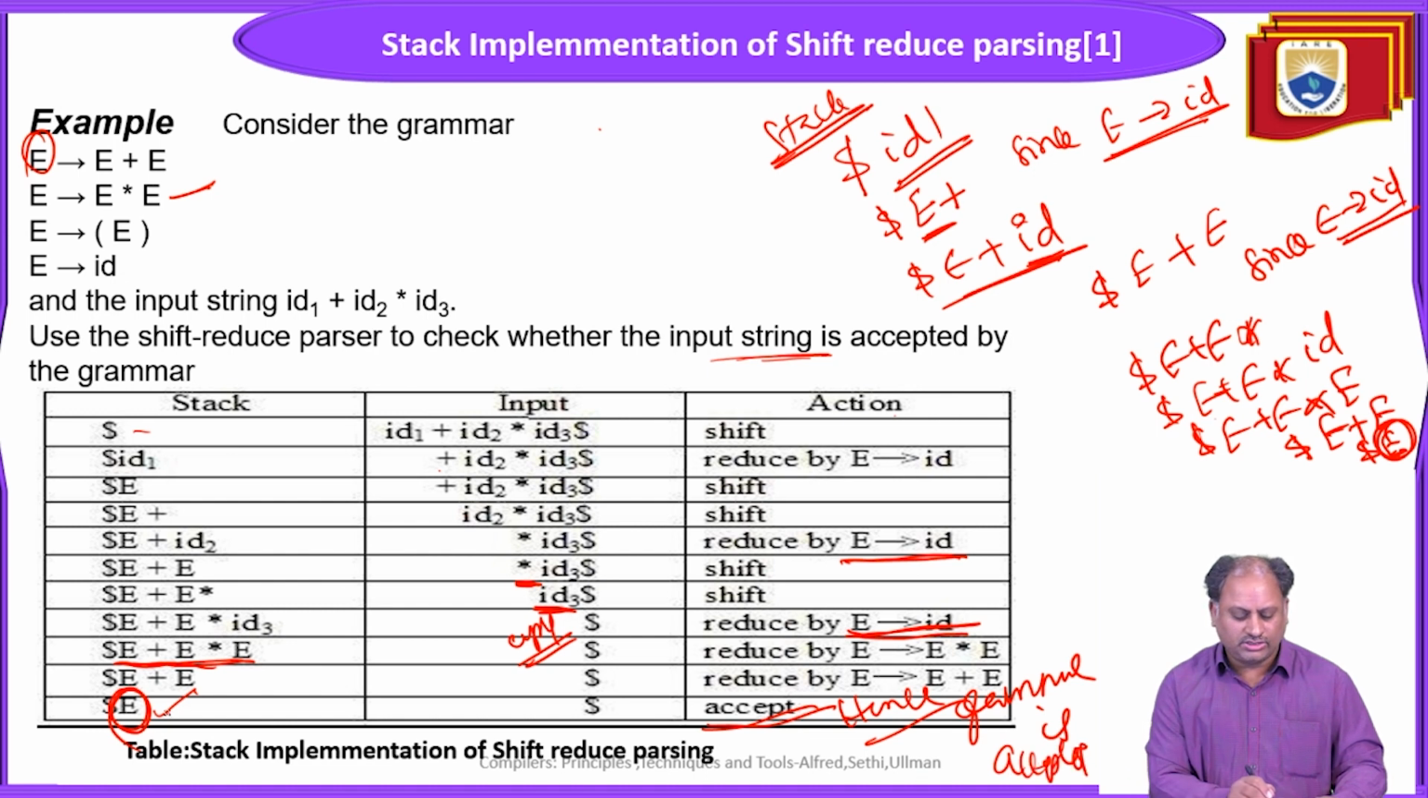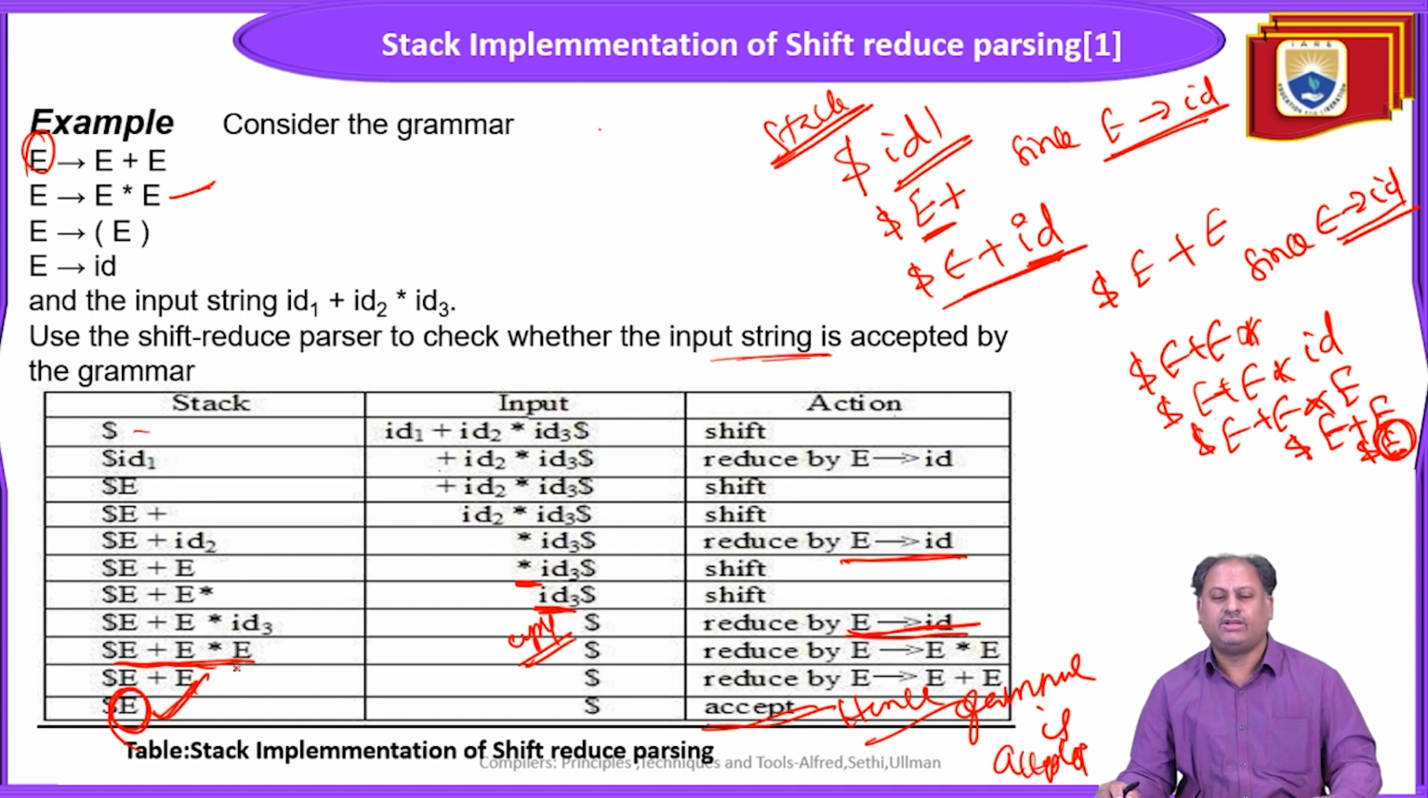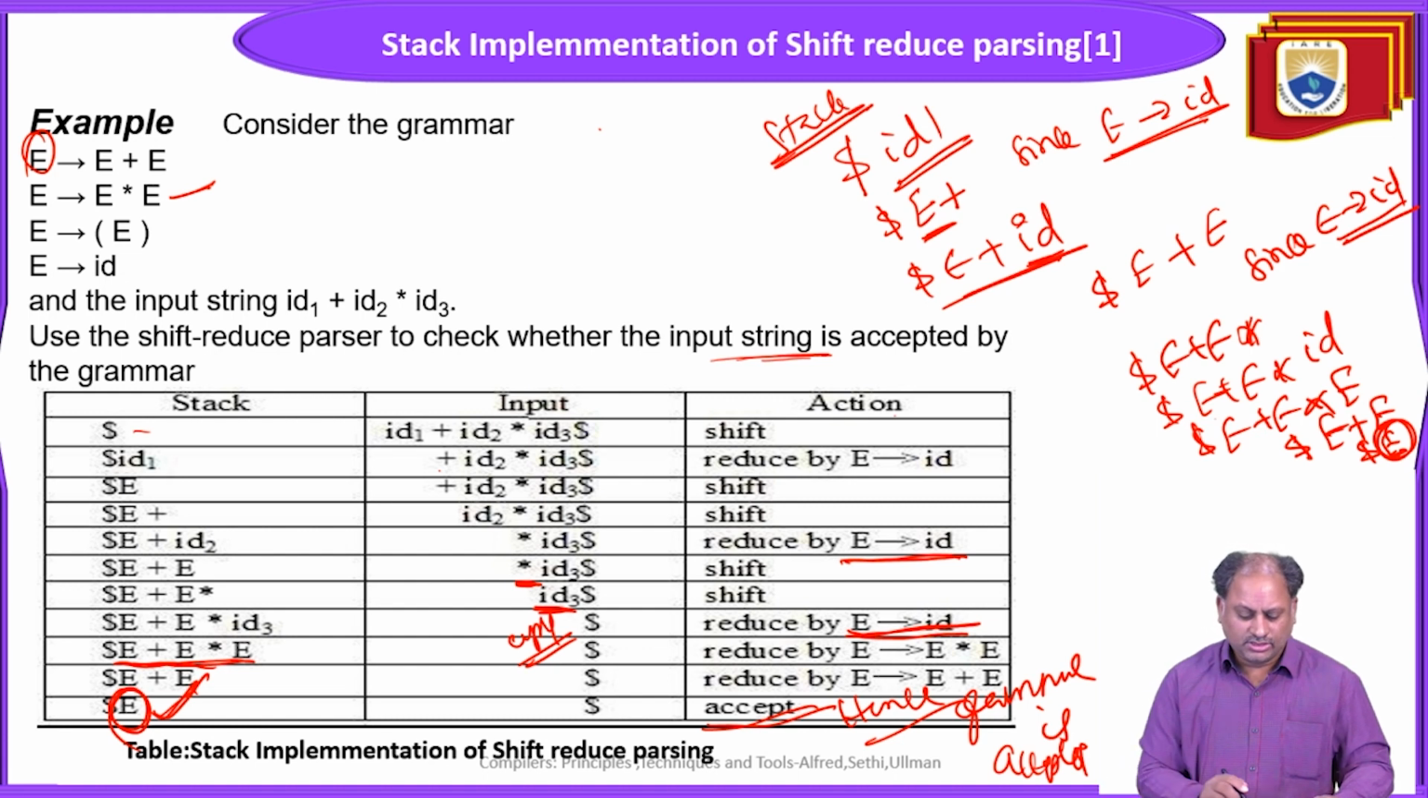If it is not reached by the corresponding non-terminal, then the grammar is not accepted. Why? Because each and every time we are going to process the input symbol and we are going to verify any shift or reduction process. Each time we got a shift or reduce, then finally we reach that target.